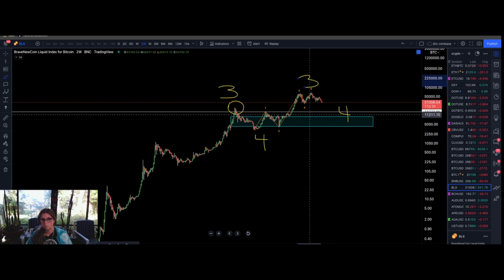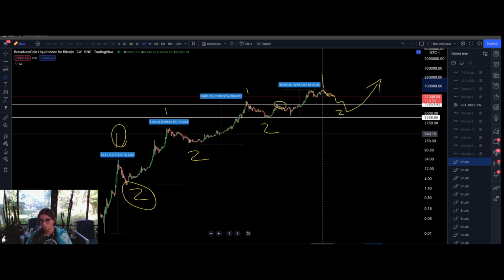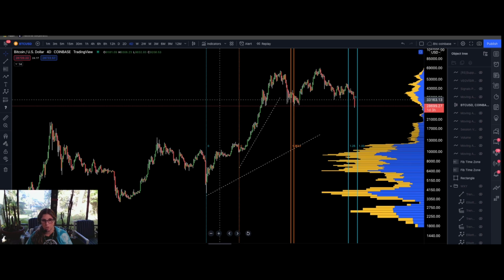Could be. Or is it all 1-2, 1-2s? If I had to pick, I'd pick the 1-2, 1-2s. But I don't know which one it is for sure. We're going to have to wait and see. Okay? All right, let's move over to the Bitcoin chart.